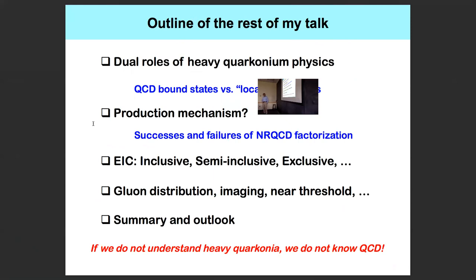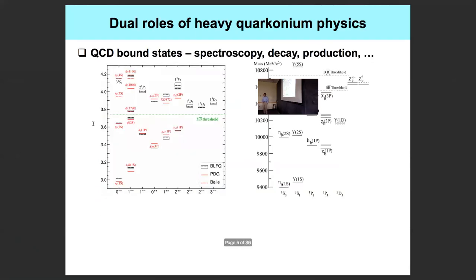I want to emphasize, if we don't understand heavy quarkonium, we probably cannot claim we understand QCD, even though heavy quarkonium is. Unfortunately, the reverse is not true.